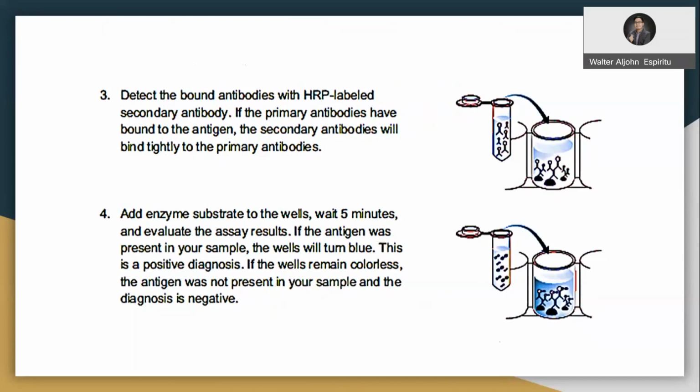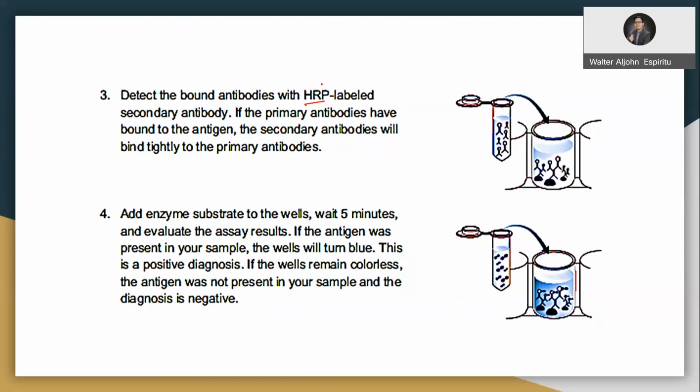Then add the secondary antibody, the horseradish peroxidase or HRP labeled antibody. This peroxidase is the enzyme from a while ago, and it is connected to the secondary antibody. If the primary antibodies have been bound to the antigen previously, this antibody with HRP will bind to the primary antibody. Then, of course, you need to wash it to remove excess secondary antibody.